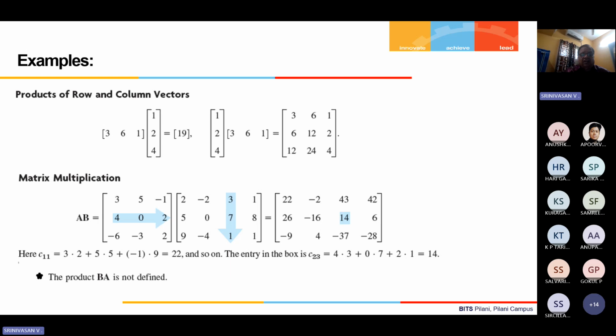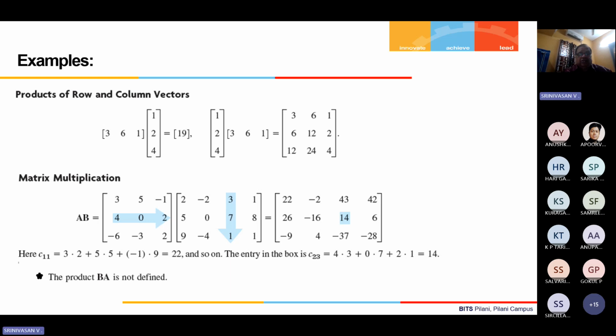Okay. So here A is of order 3 by 3, but B is of order 3 by 4. The number of columns of the first matrix A is 3. The number of rows of the second matrix is also 3. Even though the number of columns of B is different, we don't bother. So we have here 3 by 3 and 3 by 4. So the product of these two matrices A and B is defined. So what will be the order of the resulting matrix? What will be the order of the matrix AB? 3, the number of rows of the first matrix A, and 4, the number of columns of the second matrix B.